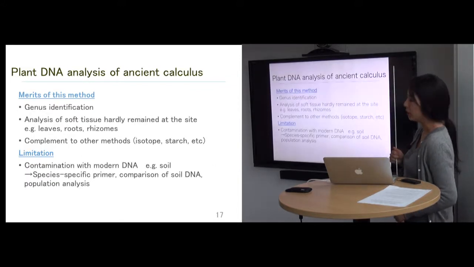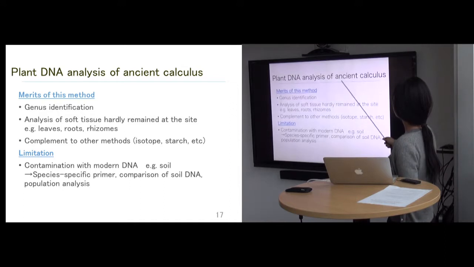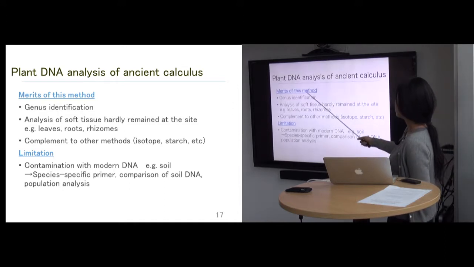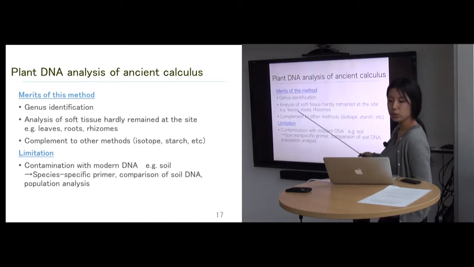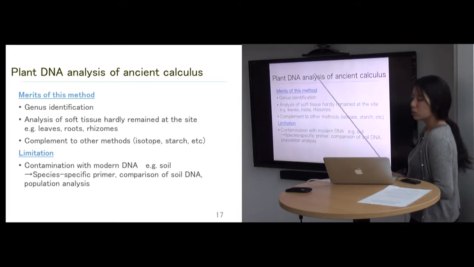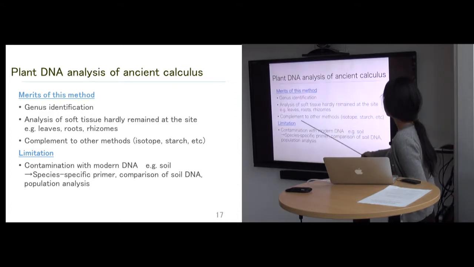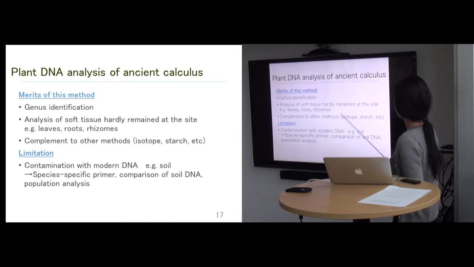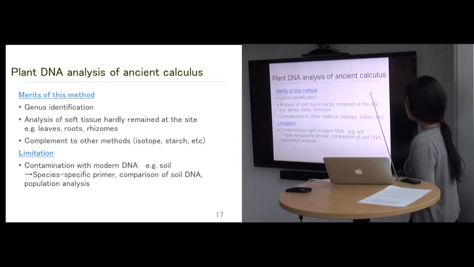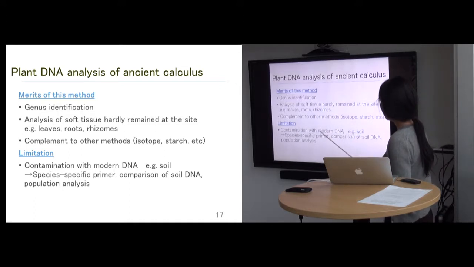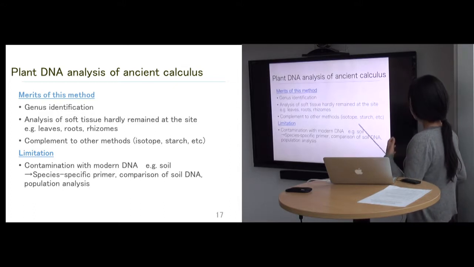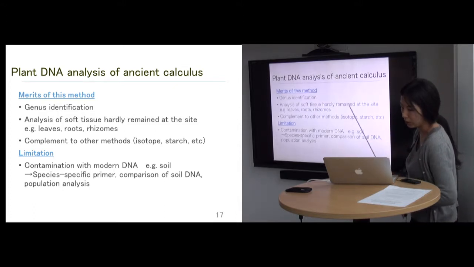So in summary, about plant DNA analysis of ancient calculus, the merit of this method is genus identification, and also analysis of soft tissue hardly remaining at the site, like leaves, roots, and rhizomes. It also complements other methods like isotope analysis, etc. And its limitation is contamination with modern DNA, like soil DNA.